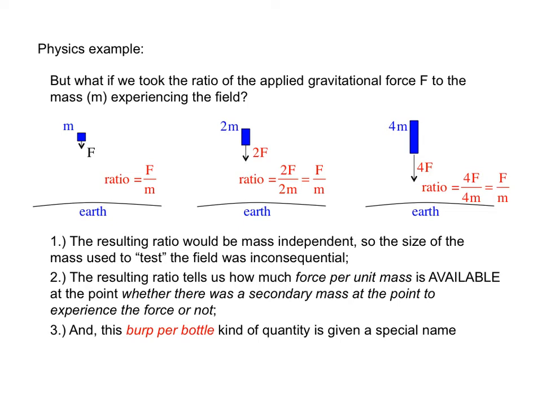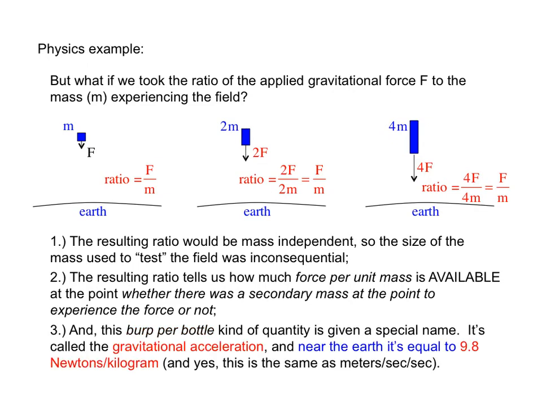And lastly, this is a burp per bottle like quantity, and it's given a special name. We call it the gravitational acceleration. And near the surface of the Earth, that ratio is equal to 9.8 newtons per kilogram. And yes, a newton per kilogram is the same as a meter per second per second.